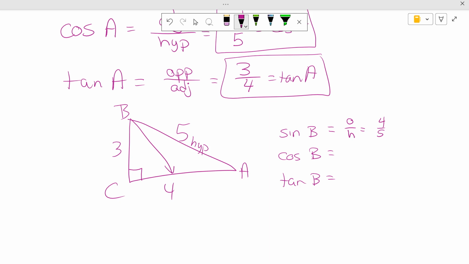And then we'll start applying it to angles on Friday and figuring out how angles work with it. Okay? Cosine of B is adjacent over hypotenuse. What's the adjacent side to B? 3. So it's 3 over 5. And tangent. Tangent is opposite over adjacent. TOA. So it would be what over what? 4 over 3.